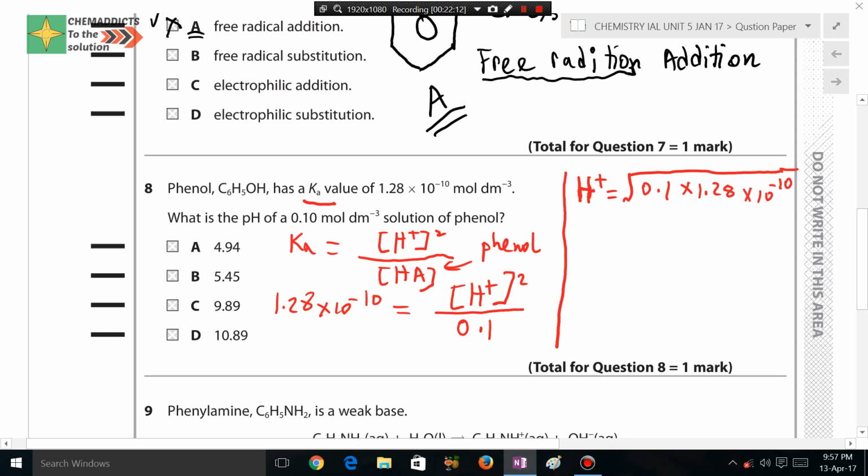If we work this out, we get the pH value, which is 5.45. So this is the answer. Now let's match this answer with the values given in the question. This matches with this one, therefore the answer is B.